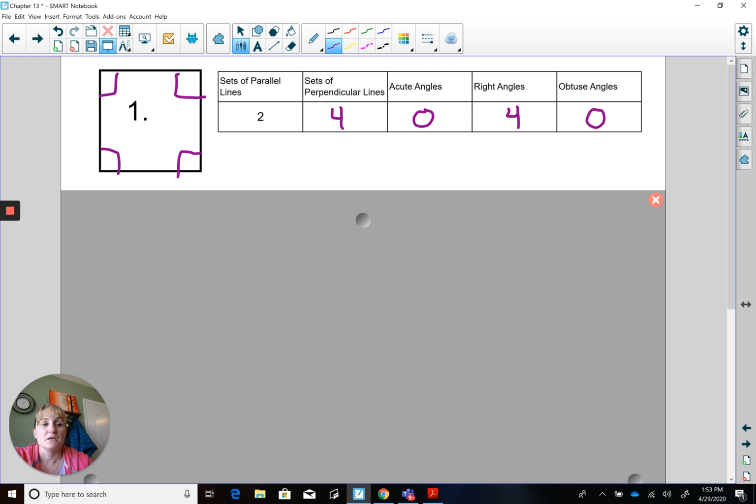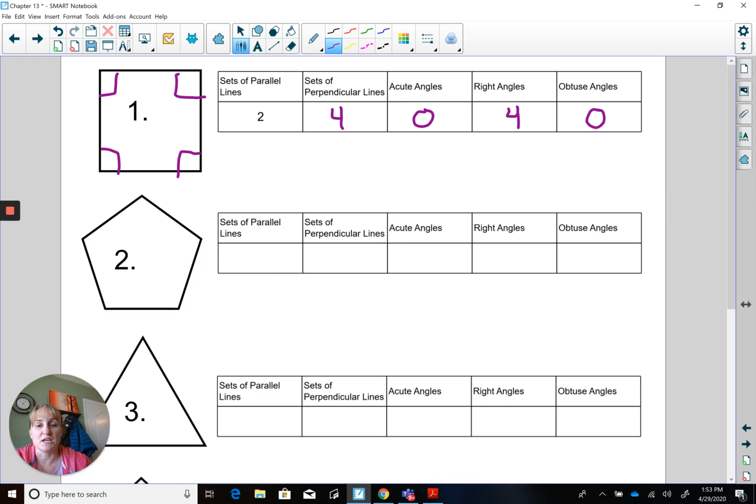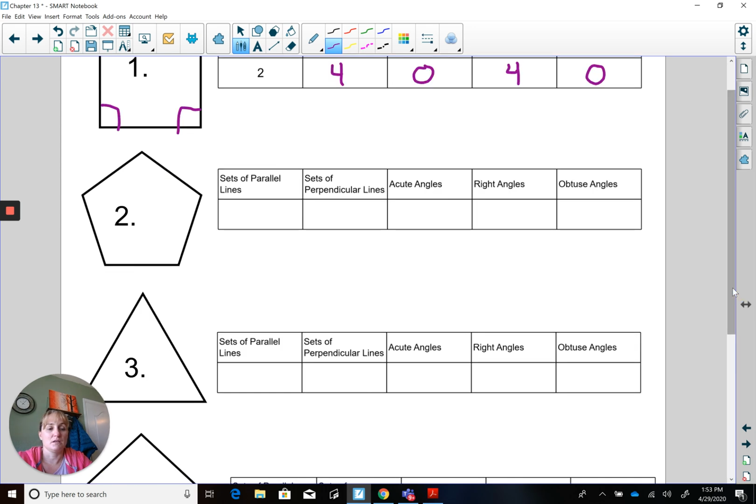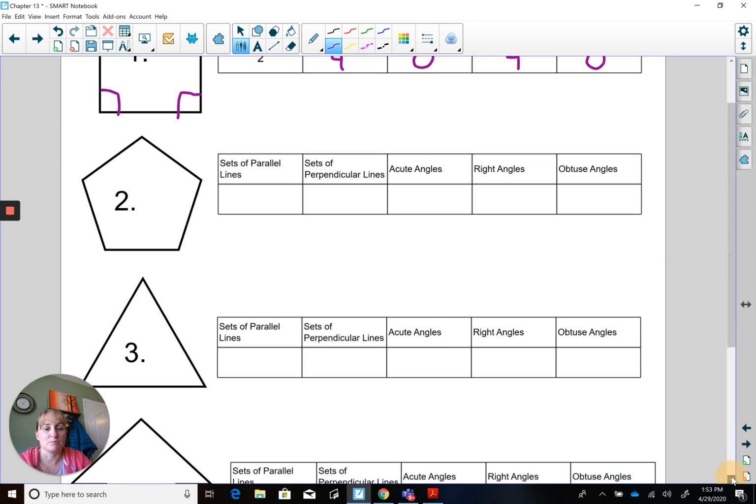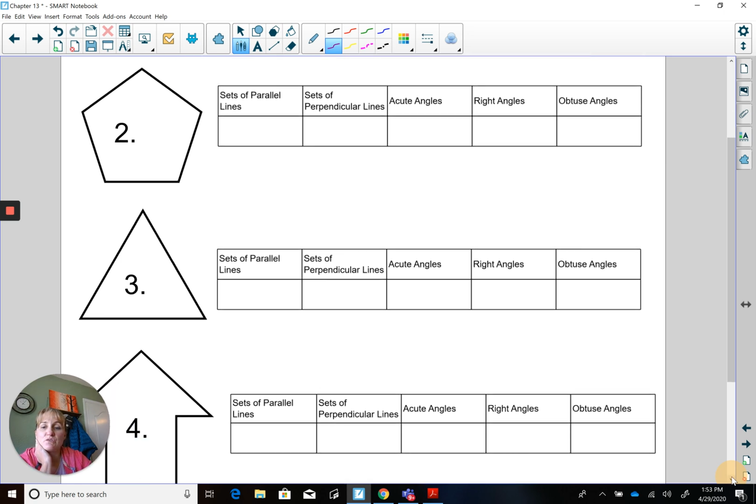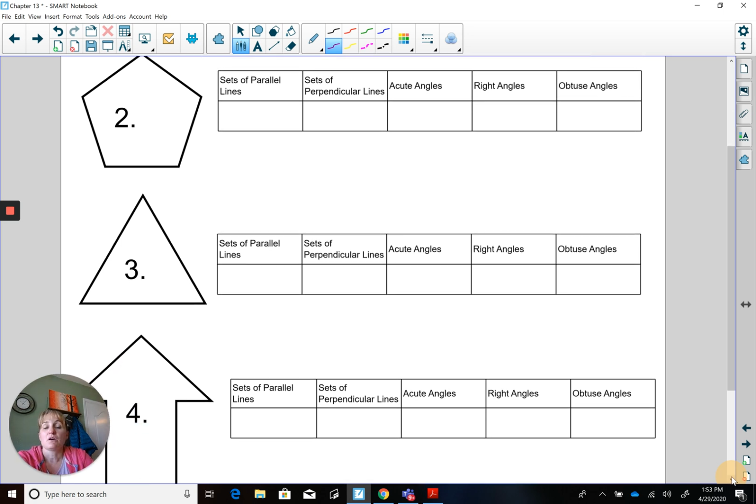Okay? So I'm going to get rid of this shade. You have 3 other shapes here. I want you to look at these 3 other shapes, and on your paper, I want you to fill in the chart for each one: sets of parallel lines, perpendicular lines, acute angles, right angles, and obtuse angles. After you fill in your chart, I'm going to go over this again.